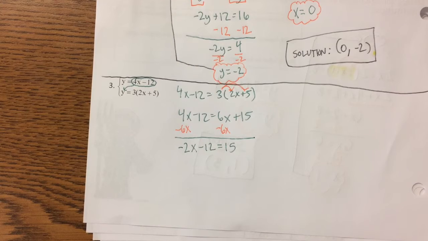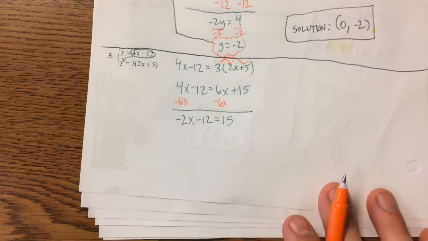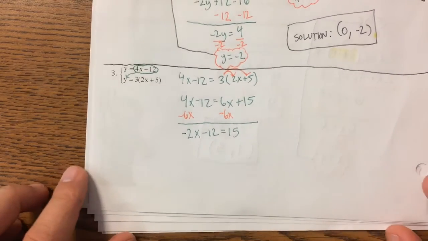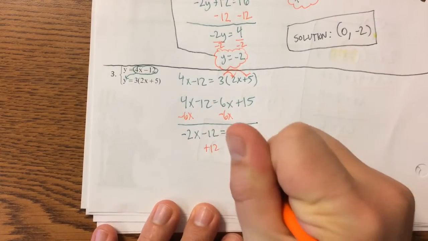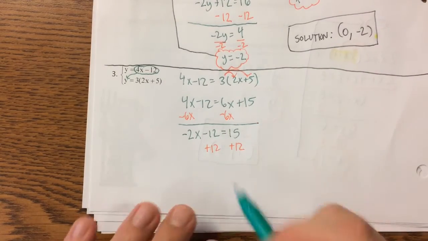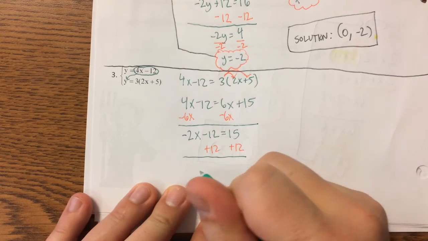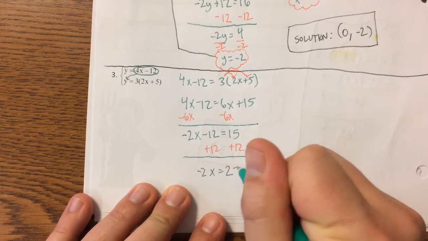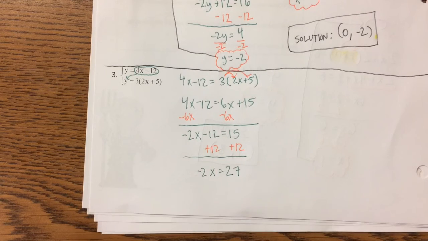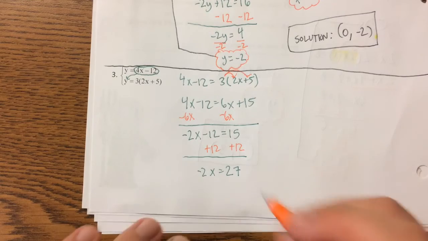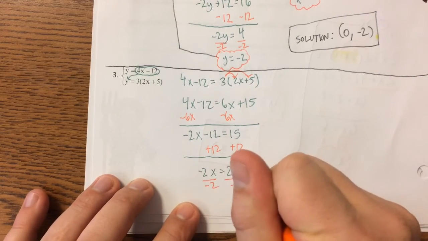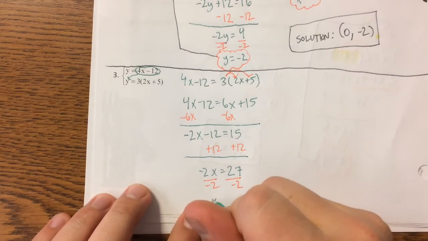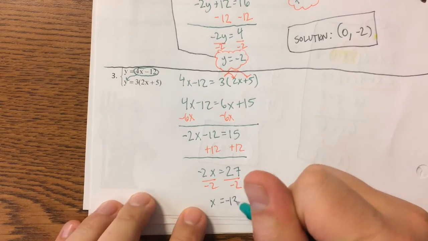Now I'm back on track here with the two-step equation. I'm going to add 12 to both sides. Get negative 2x equals 27. Is that right? Uh-oh, is this going to be a fraction? Yikes. Oh well. Divide both sides by negative 2. Negative 13.5. Okay.